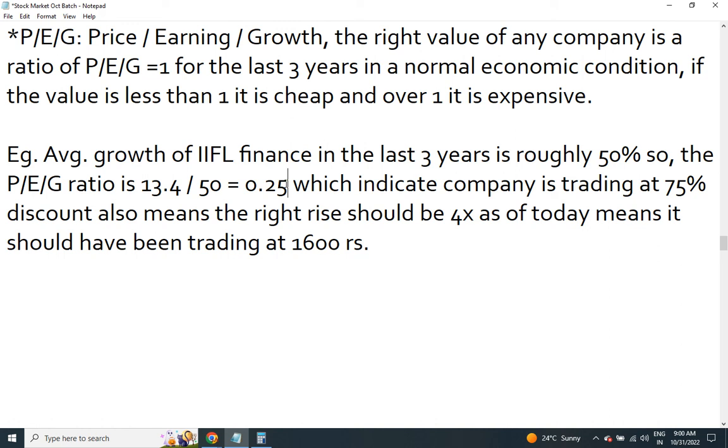That is all, guys, for today. So we have already covered 2 most important ratios of fundamental analysis. There are 3 more ratios that we'll be covering tomorrow. A small homework for you.